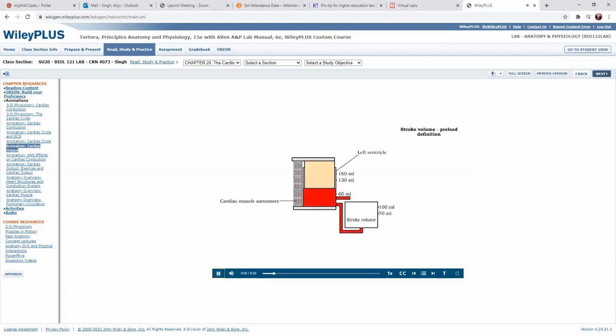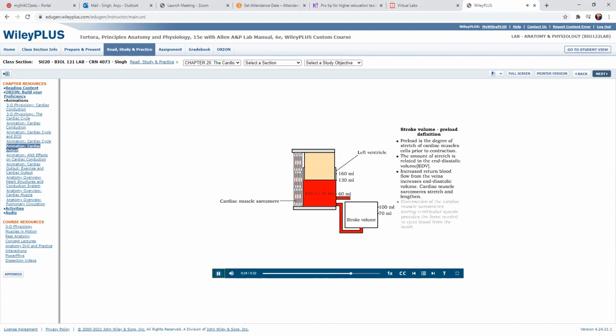Preload is the degree of stretch of cardiac muscle cells prior to contraction. The amount of stretch is related to the end diastolic volume. Increased return blood flow from the veins increases end diastolic volume. Cardiac muscle sarcomeres stretch and lengthen. Contraction of the cardiac muscle sarcomeres during ventricular systole provides the force to eject blood from the heart.